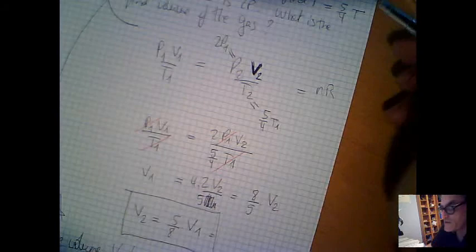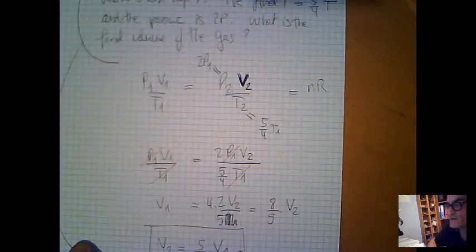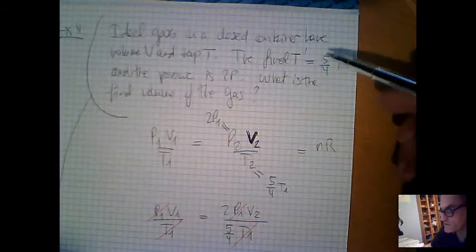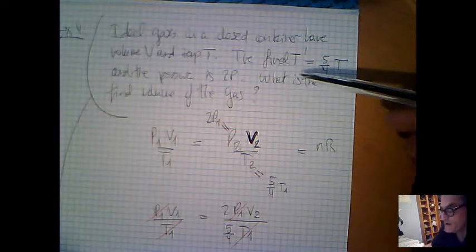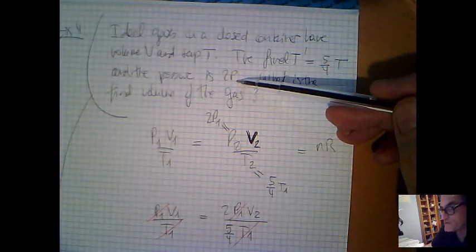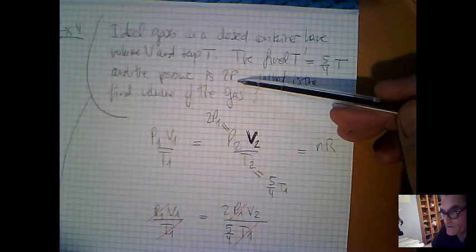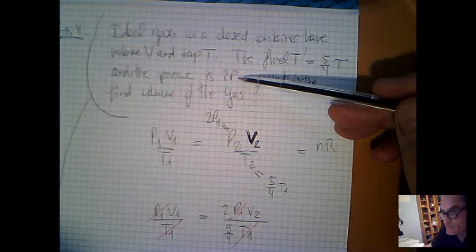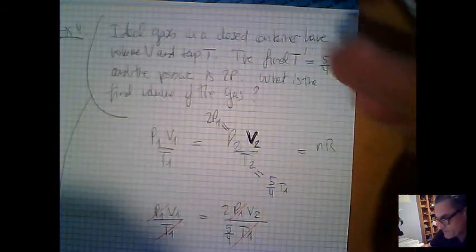So the volume has decreased. Does that make sense? Always ask yourself the question. The final temperature is a bit higher, but the final pressure is double. Is it normal that the volume has decreased? Yes, if you have increased the pressure inside something, of course the volume has decreased. This is consistent. Always check it.